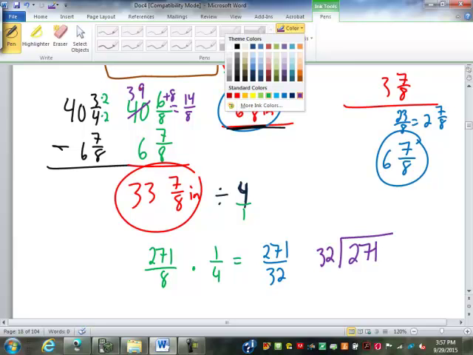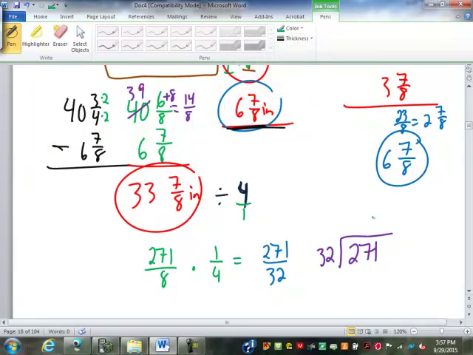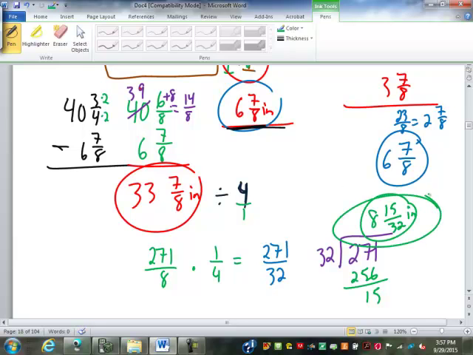So 32 goes into 271 8 times, which is 256. So there's going to be 15 left over. So it is 8 and 15/32nds of an inch is what each space is.